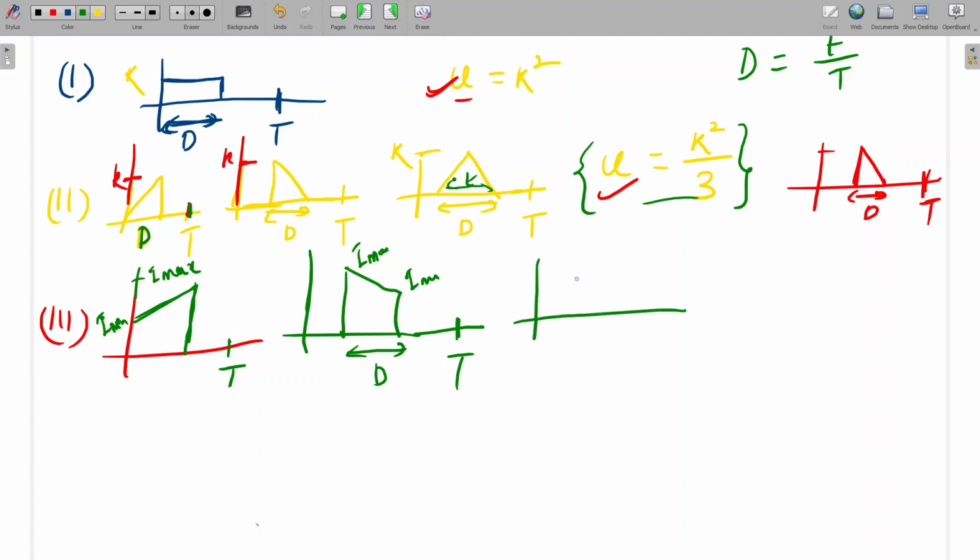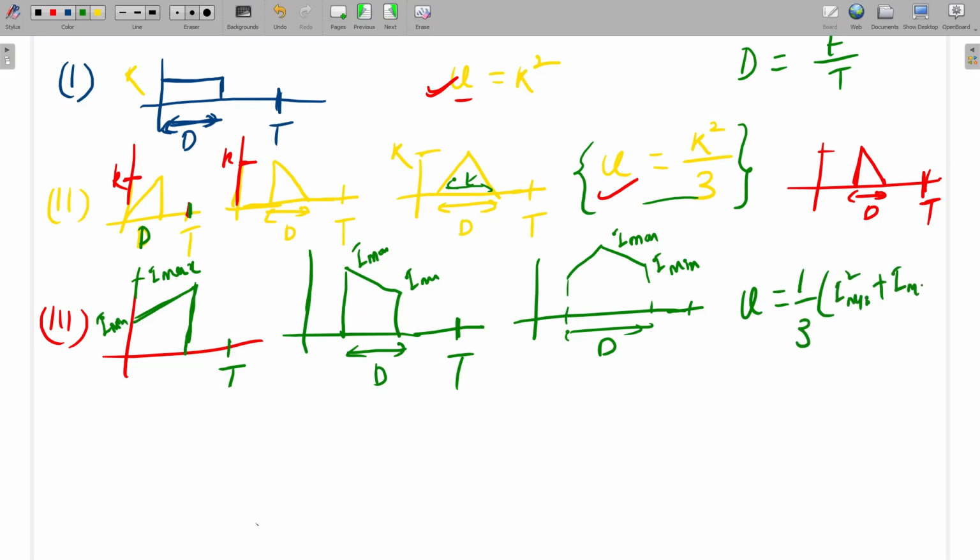This is the third kind, rising and falling. Here also this is maximum and this is minimum. This is duty. So for this, what will be the value of U? U will be 1 by 3 into I minimum square plus I maximum square plus I minimum into I maximum. This also you can verify by doing the straight line equation and all the calculation, and you will find the same.